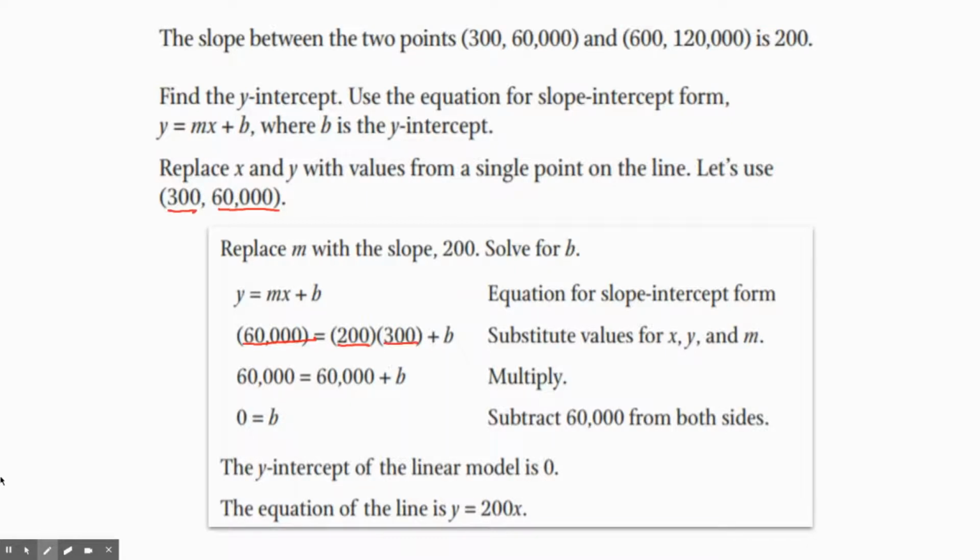And then we just solve for b, and we get that b is equal to 0. So we have a slope of 200 and then a y-intercept of 0. And notice that when the y-intercept is 0, you don't have to write the 0. But I'm doing that anyway just to show you that there is an intercept right there.